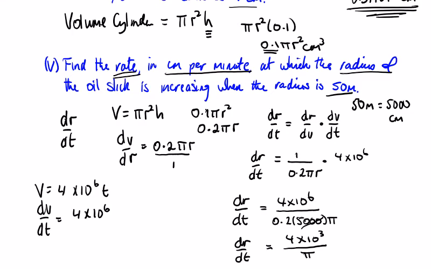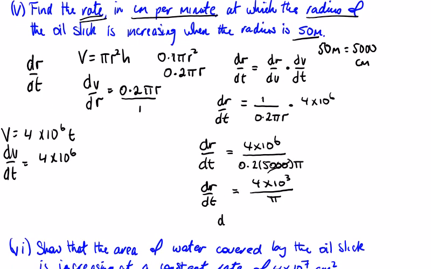dr/dt is 4,000 over pi, and if we do that as a number, dr/dt is going to give me 1273 rounded off, and that is in centimeters per minute.